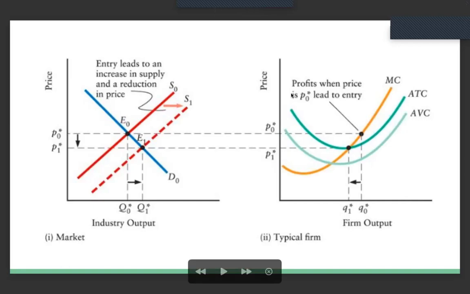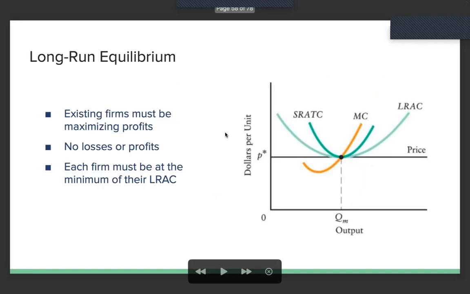Yeah, that's just the way of showing what I said in words. And so again, long run equilibrium is at the point where there are no losses or profits, and everyone is maximizing profits, and each firm is functioning at the minimum of their long run average cost curve. So there are no economic profits.